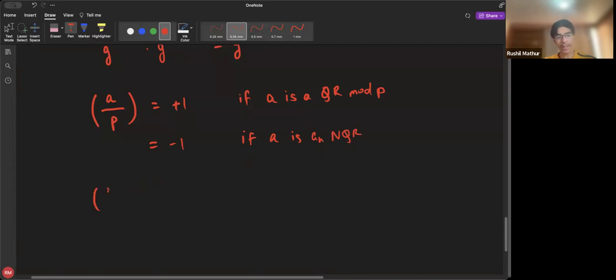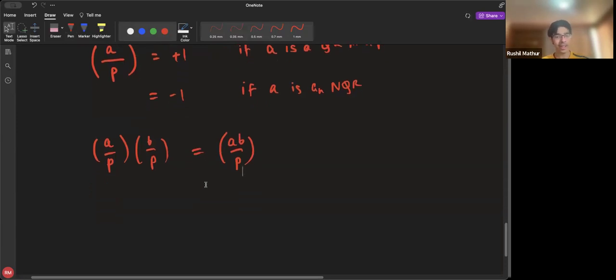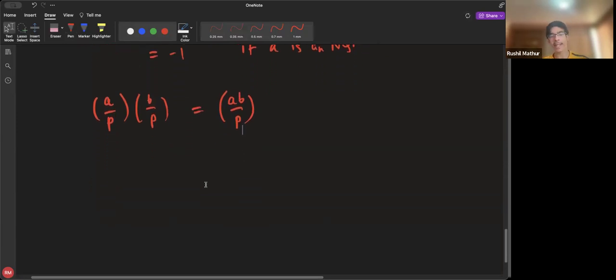And then the cool property that ends up being true is that (a/p)(b/p) is (ab/p), which is literally what we just proved. Like if you have QR and QR, it goes to QR. If you have QR and NQR, it goes to NQR, etc. So basically, if you want to evaluate whether 6 is a QR mod 7, it's equivalent to checking whether each of 2 and 3 are QR mod 7.